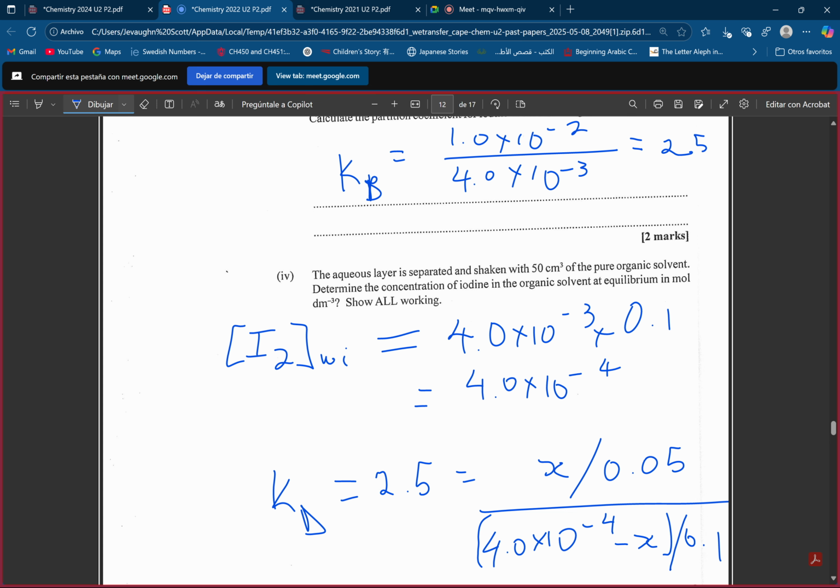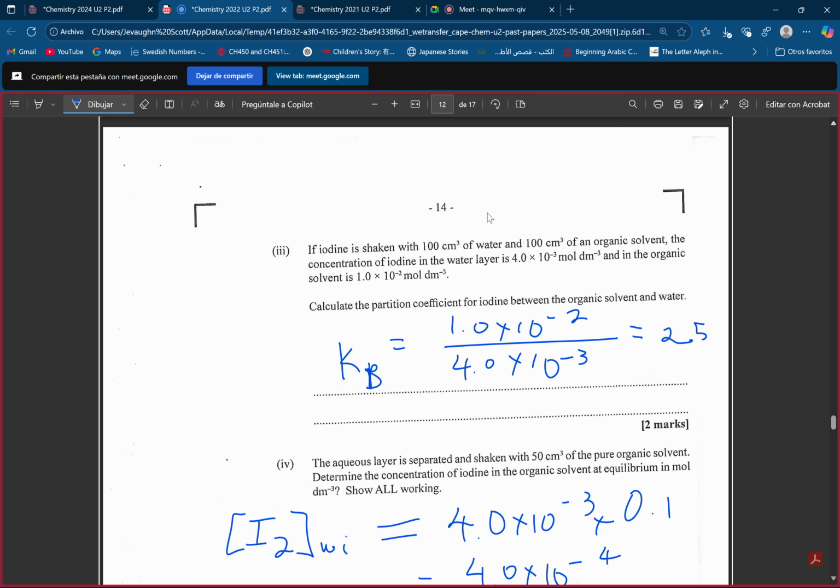All right. So the aqueous layer, right? Let's look over the question one more time. The aqueous layer is separated and shaken with 50. So what we're saying here is we took the iodine in the first part of the question and shook it with 100 centimeter cube of water and 100 centimeter cube of the organic solvent. So we basically did that. That's the first part of it, right?